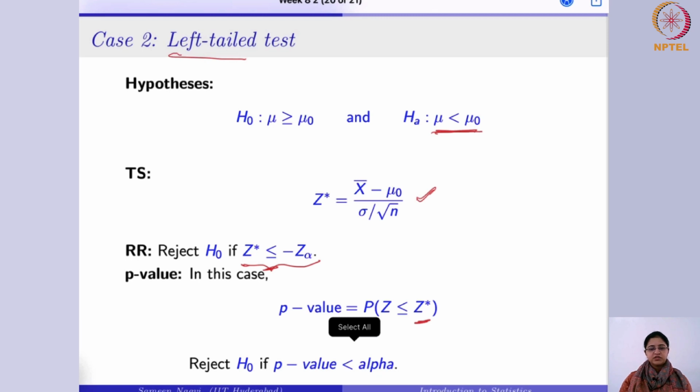The same thing would come in the p-value also, because in the p-value we are looking at the probability that z is less than or equal to z star. So this is just a basic thing that you can keep in mind. Obviously, if you are getting confused, then you should think from the point of view of the alternative hypothesis.